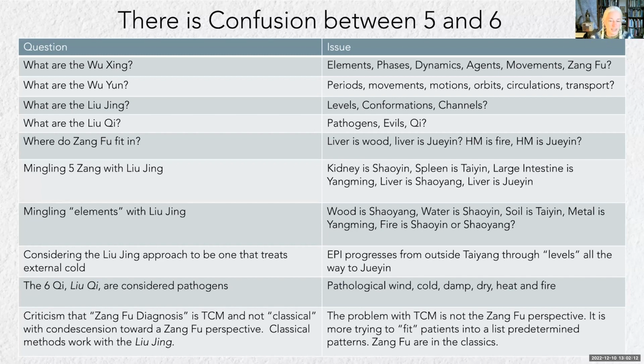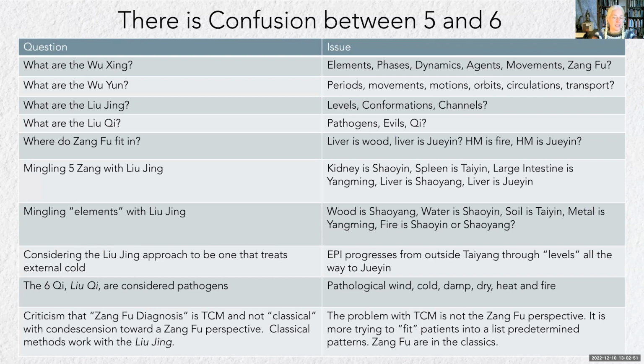And this is actually really inaccurate as well, because certainly the Zongfu were discussed at length throughout the whole of the Huangdi Neijing, and the Zongfu are definitely mentioned in the Shanghanlun. So what's the relationship of Zongfu with classical Chinese medicine? How does classical Chinese medicine think about the Zongfu? So really the problem with TCM is not that it has a Zongfu perspective.